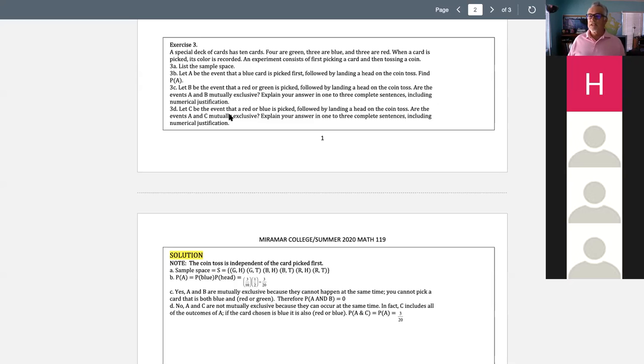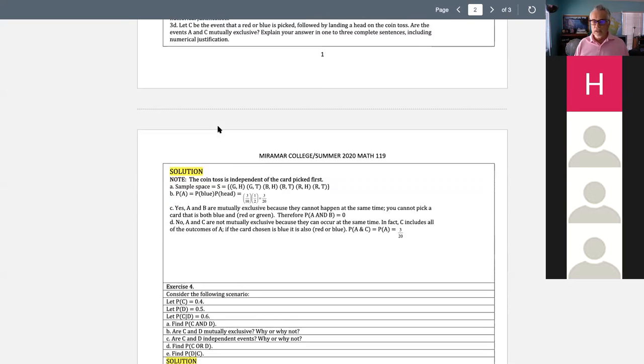The fact that I picked a color of a certain type in the draw of the card has no bearing on whether the coin appears as a heads or a tails. So those 2 sub-events are called independent. We'll come to that in the next problem. By the multiplicative rule of probability, when 2 events are independent, then the probability of their joint occurrence is the product of their probabilities of the single occurrence. So let's use that rule here.